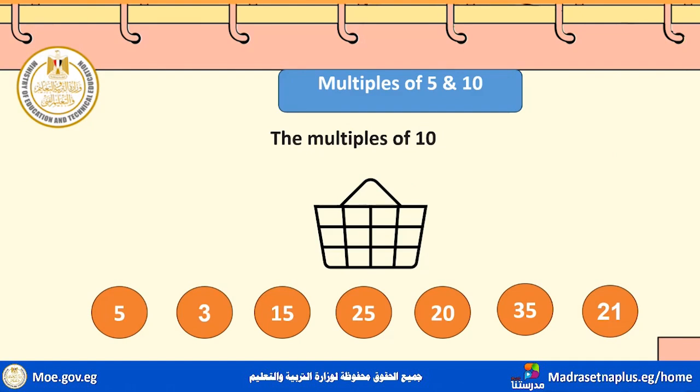Let's study multiples of 10. Why only 20 jumps into the basket? Is 5 a multiple of 10 or not? Its ones digit is 5. 15, its ones digit is 5. I choose only 20. Why is only 20 a multiple of 10?